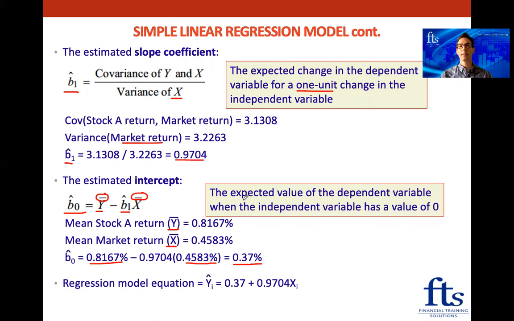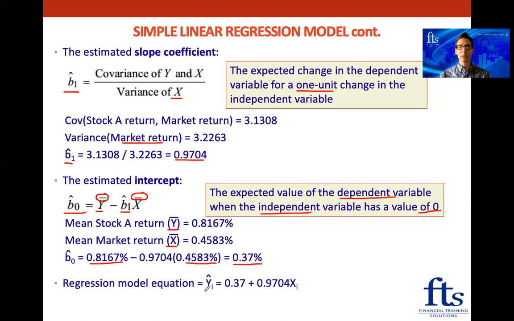So the intercept is the expected value of our dependent variable when the independent variable has a value of 0. Again, we're going to leave that for now because we're going to see it on the next slide. But now we're in a position to draw up our regression model equation.